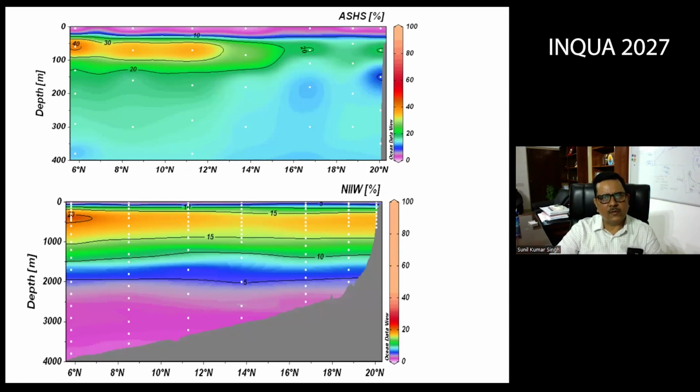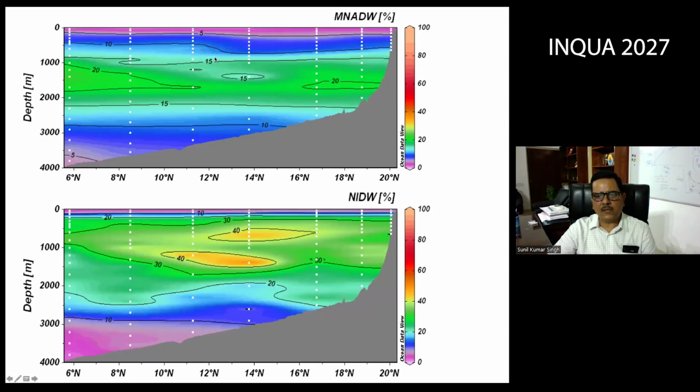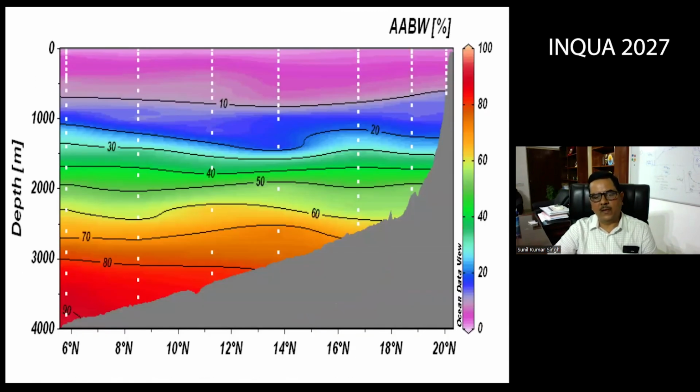And then you can also see the Arabian Sea high salinity water going into the subsurface of the Bay of Bengal. It is going up to 16 degree north. And then the major component of the Bay of Bengal is filled. The bottom water is filled by Antarctic bottom water.